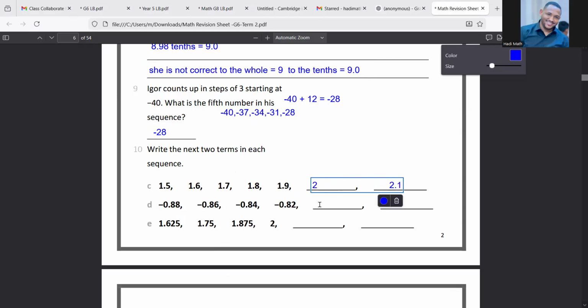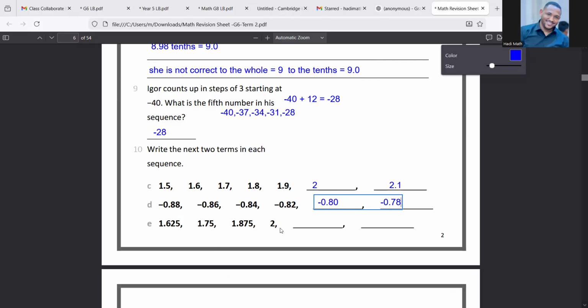This one, go with the same idea: negative 0.88, negative 0.86, negative 0.84, negative 0.82. Every time they add 0.02. So it's going to be what? Negative 0.80, and then negative 0.78.